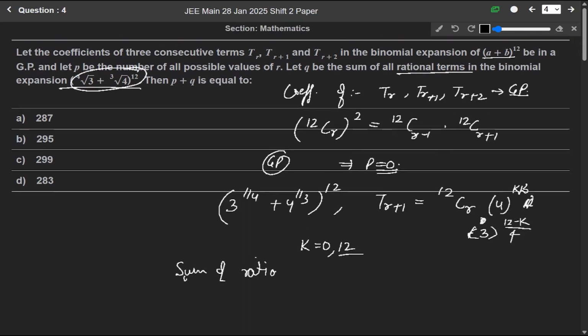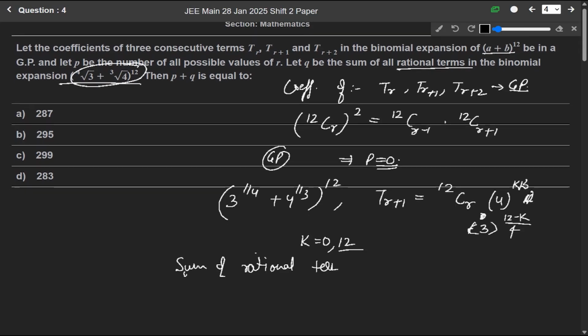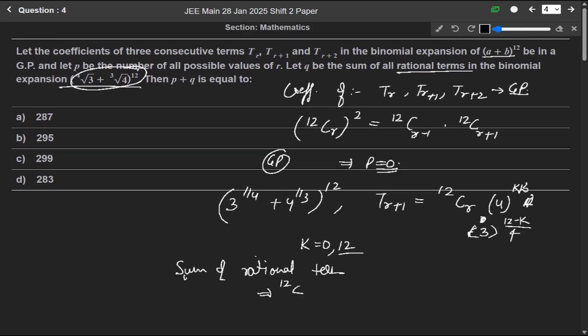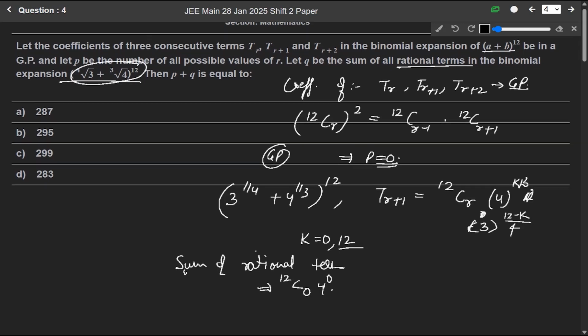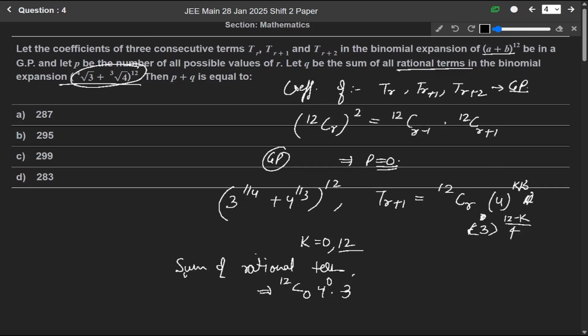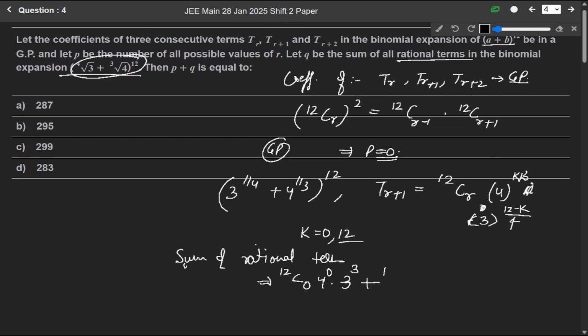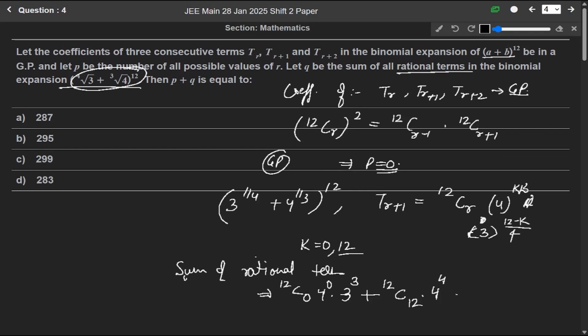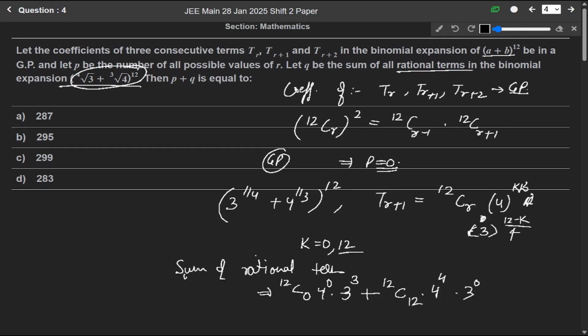So the sum of all the rational terms will be equal to 12 C 0 into 4 to the power 0 into 3 raised to the power 3, plus 12 C 12 into 4 raised to the power 4 into 3 raised to the power 0.